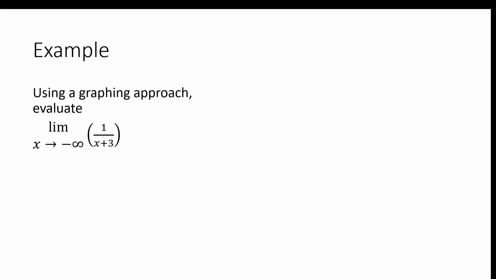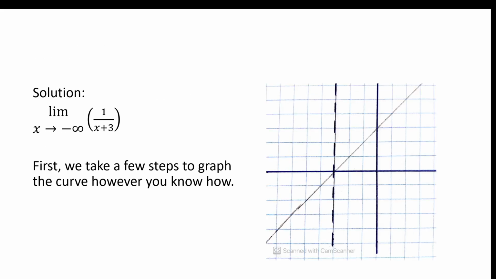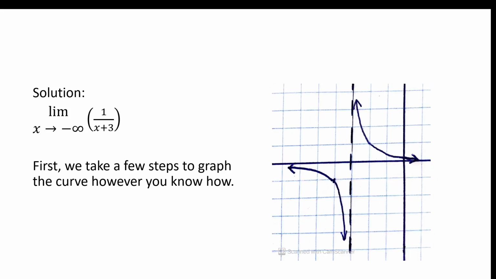What if we want to evaluate the limit as x goes to negative infinity of 1 over x plus 3? Well, what we'll do is first we'll graph the function y equals 1 over x plus 3, however you see fit to do that. Now, what we're going to do is say, okay, x is going to approach negative infinity, but you can only approach negative infinity from one side. You can't approach from the other side.